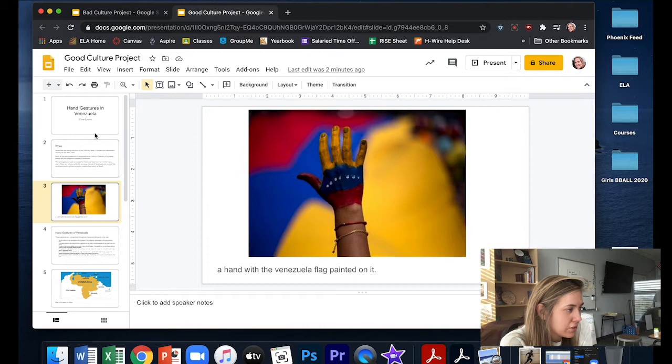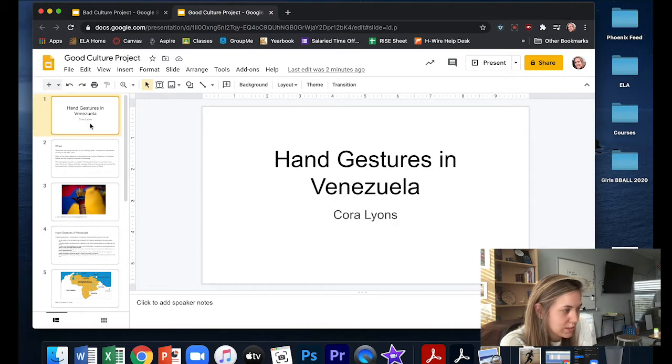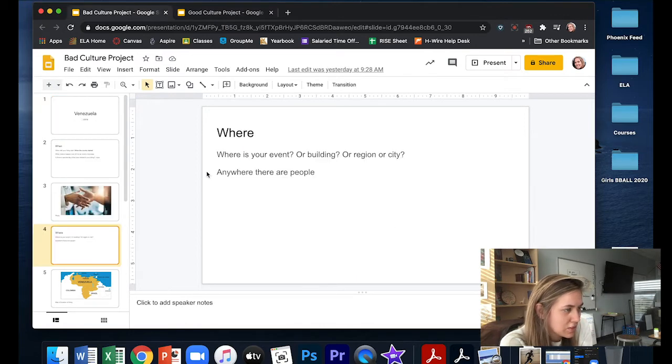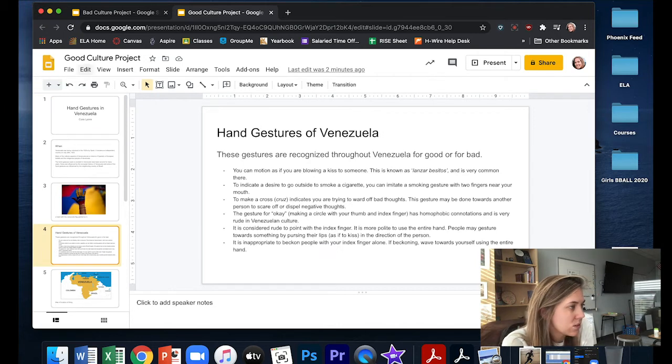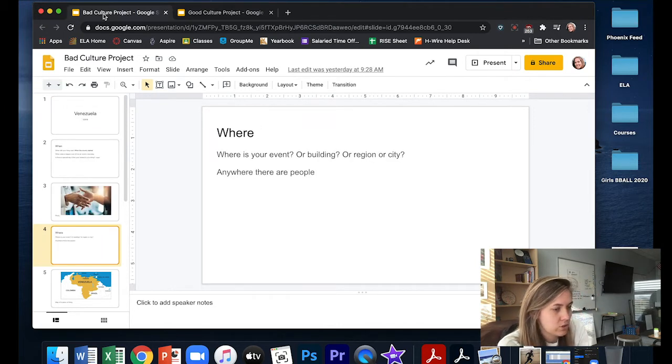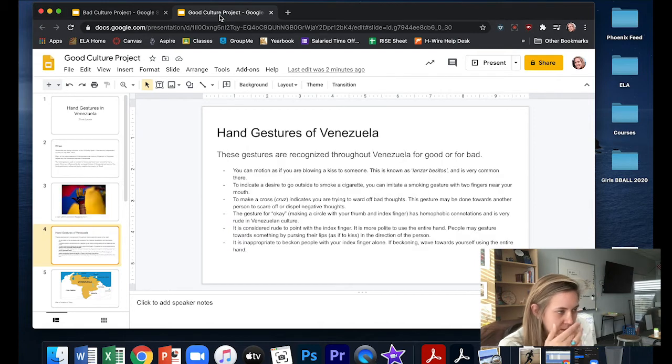Now, if you already know that the topic is hand gestures in Venezuela, that makes more sense. But because the bad project has so far not even told us what the topic is, we have no idea what happens anywhere that there are people. So a change to make is, now if you think about hand gestures, they do happen anywhere there are people. They are not necessarily located in a particular place. And so this whole slide may not be super applicable to the project in this particular instance.